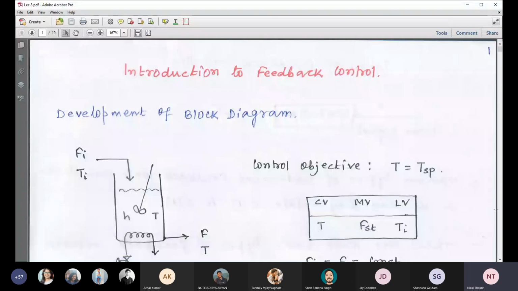So our next topic is introduction to feedback control.